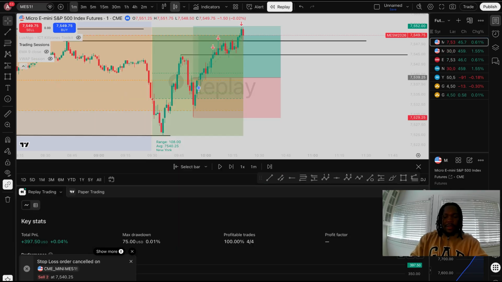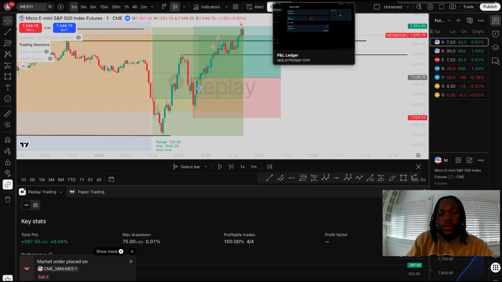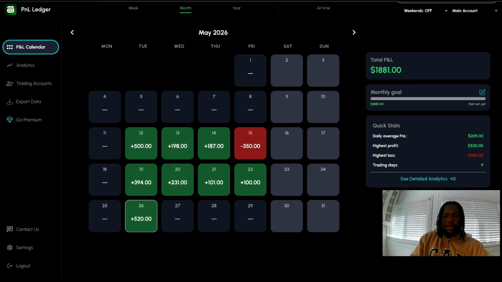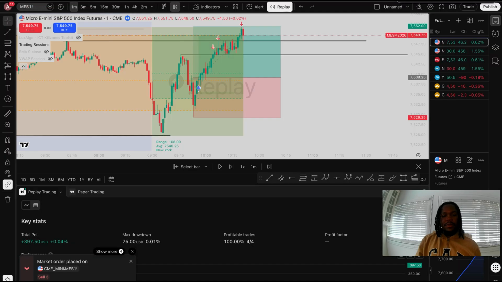If I pull this back up, as you can see, I don't know why it says 297, but as you can see, it should be 500 on this trade. If we go to P&L Ledger, this was today, 520. Let's go back. It's put me up almost $2,000 on the month, so a really good month for me. Yeah, and that's it for the trade recap.